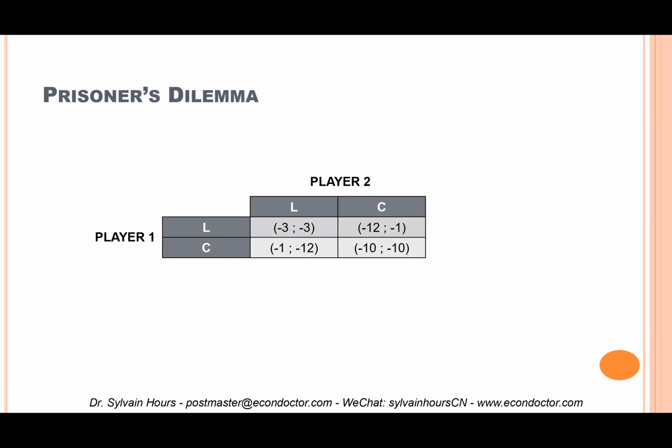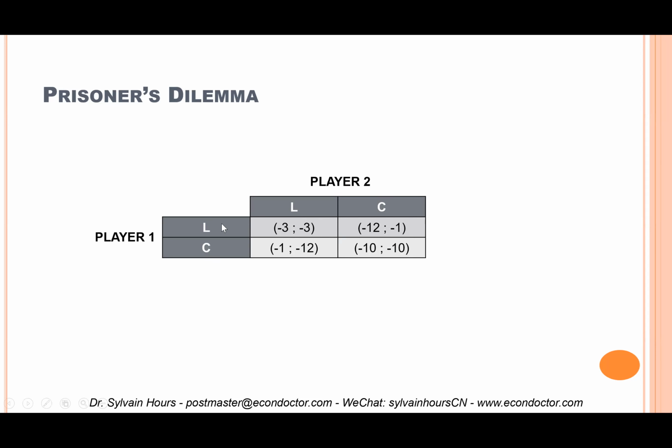interrogation rooms, and then the police play good cop, bad cop with them, and they try to extract a confession, because of course if they confess, then they can go to jail longer. The police has already collected enough evidence to send them to jail for some time, for 3 years actually. That's why you have -3. L stands for lie and C stands for confess.